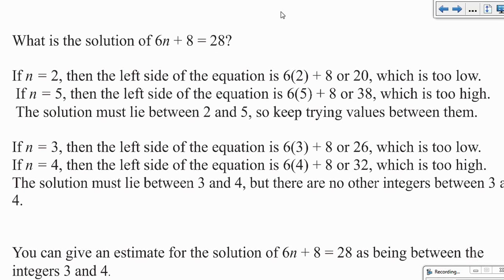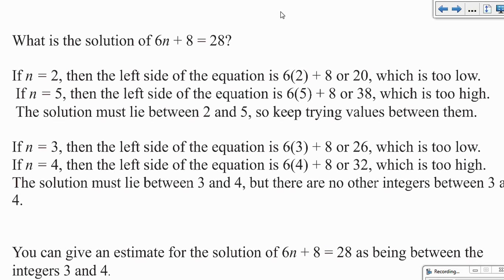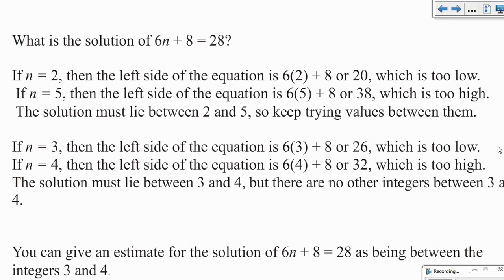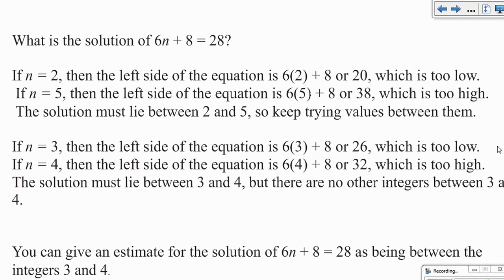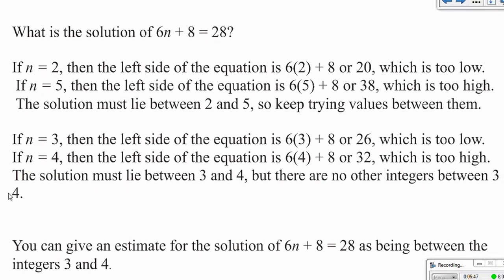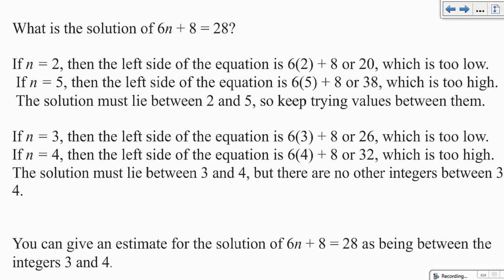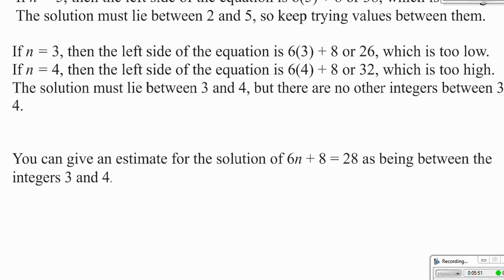So the solution has to be between 2 and 5. So we're going to guess and check and keep trying values in between them. If n equals 3, the left side of the equation becomes 26, which is again too low. If it's 4, our answer is 32, which is too high. So the answer has to be in between 3 and 4. But there are no other integers between 3 and 4. So we're going to estimate the solution in this case and just state that it's between the integers of 3 and 4.